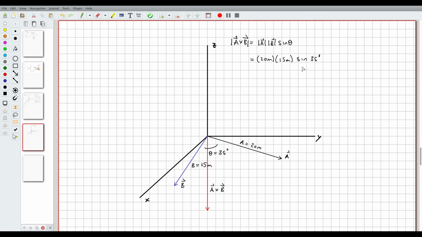Now, if you perform this calculation, which I'll do now, 20 times 15 times sine of 35, you get 172 meters squared. So this thing is incredibly long, points way down there, but that's the direction using the right-hand rule.